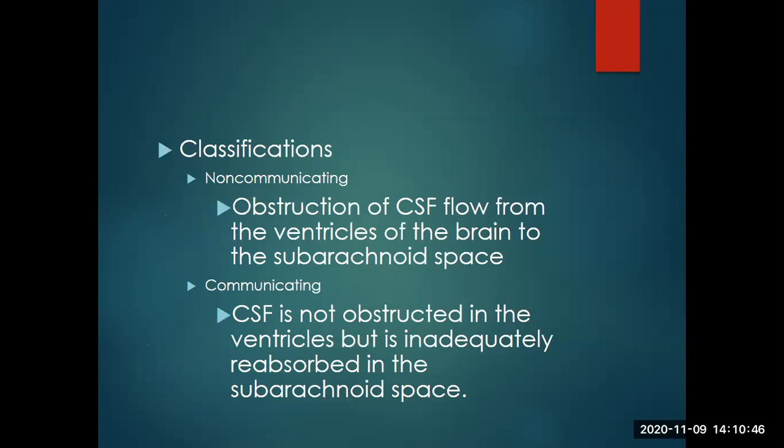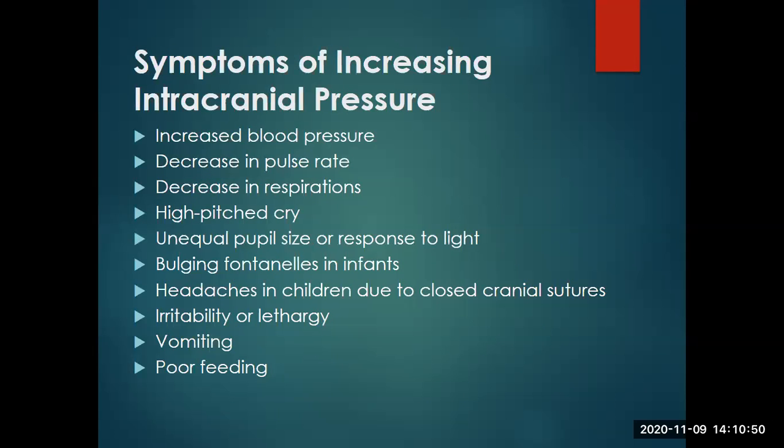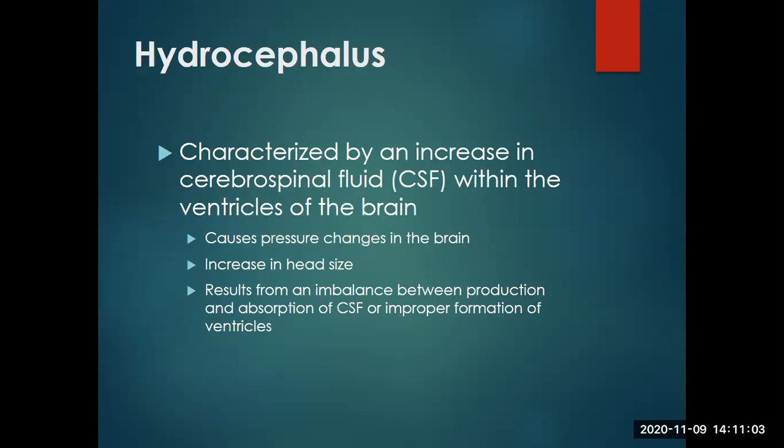And just to go back here on the slide, for those of you who like to take notes a lot. So you have the symptoms, and these are the symptoms of increased intracranial pressure here. And again, you will see all of this with the vomiting, the poor feeding, the bulging fontanelles in the infant. And it's going to be characterized by that increased pressure in the cerebral spinal fluid. It's going to cause a lot of changes in pressure within the brain and increased size in the head.